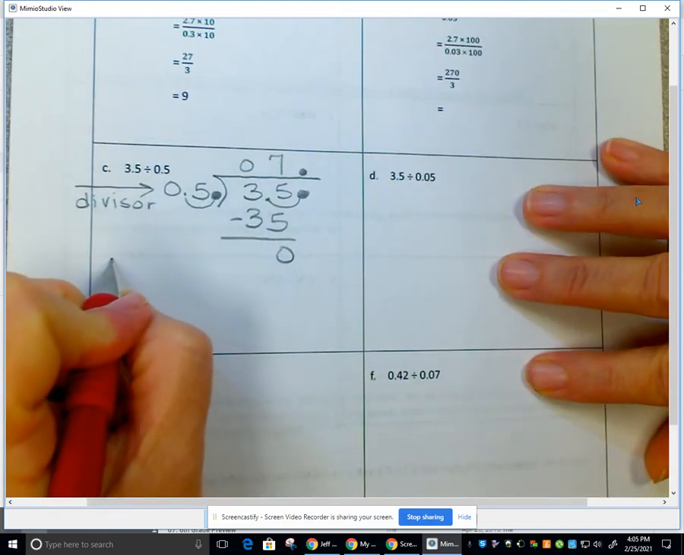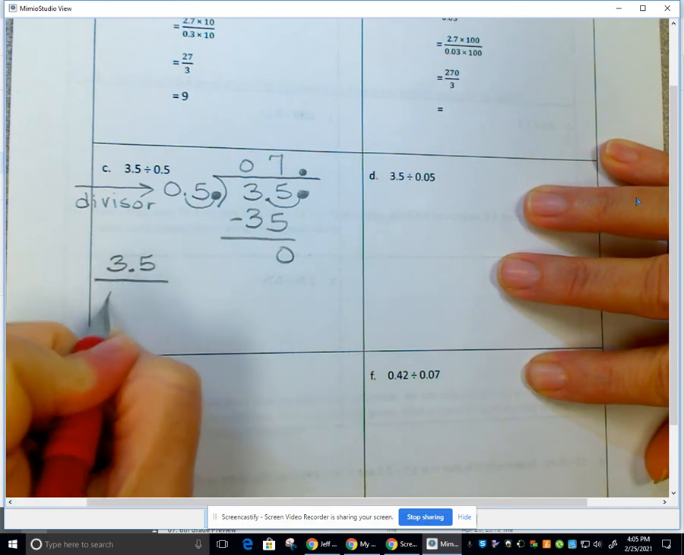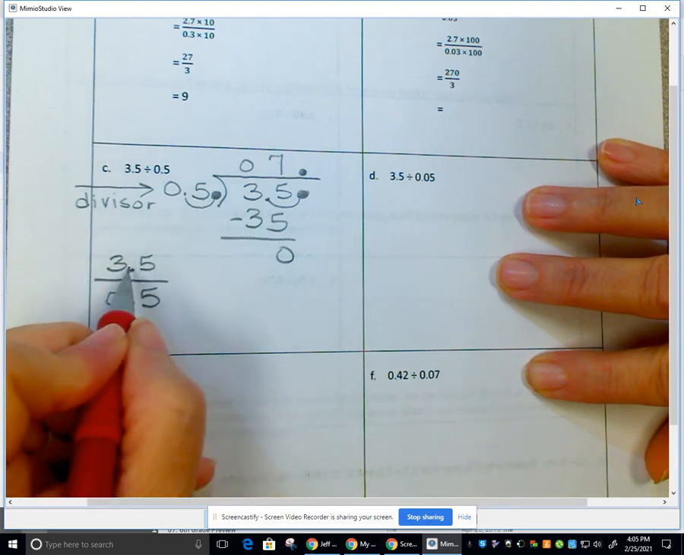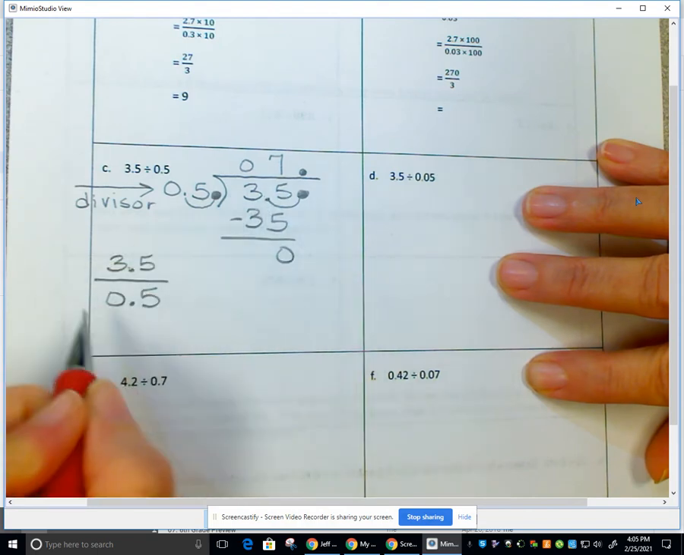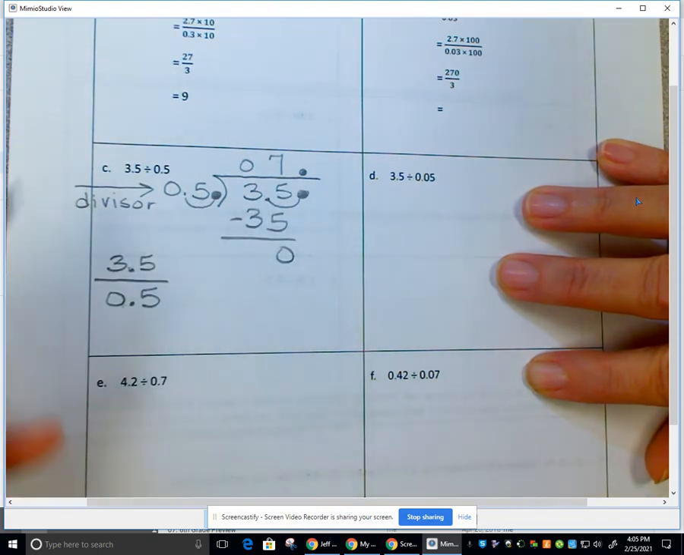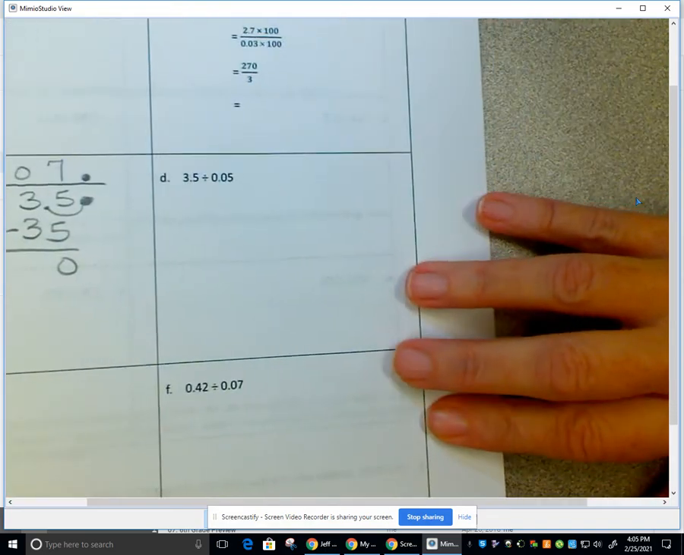If they had given us this problem like this, here's my dividend, here's my divisor. The first number would go inside, my divisor would wait at the door. This means 3 and 5/10 divided by 5/10, just like this. All right, let's go over to D.